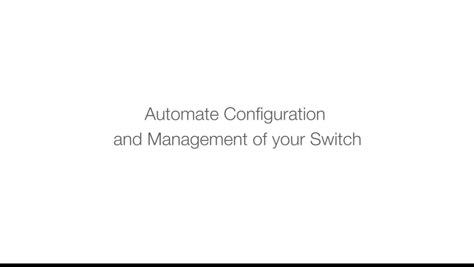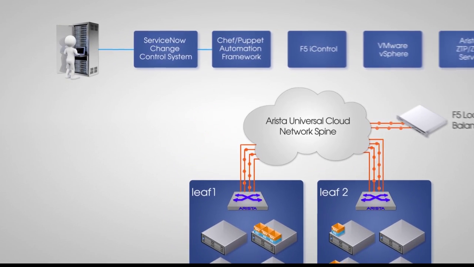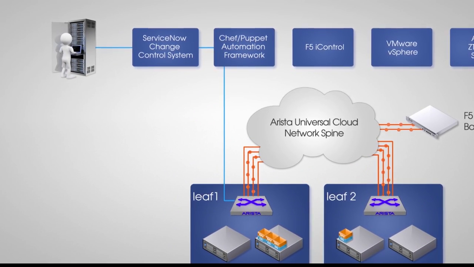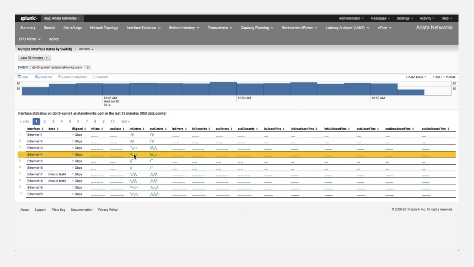For example, you can automate configuration and management of your switch with Chef, Puppet, CFEngine, and Ansible. You can automate software distribution with Yum, or integrate into monitoring solutions such as Splunk, Nagios, and Ganglia.